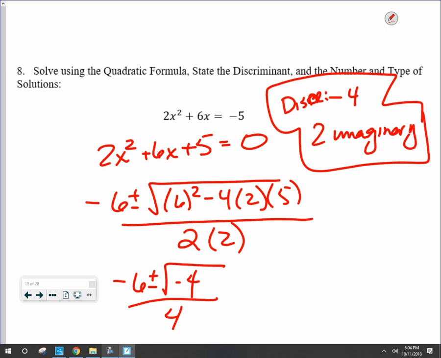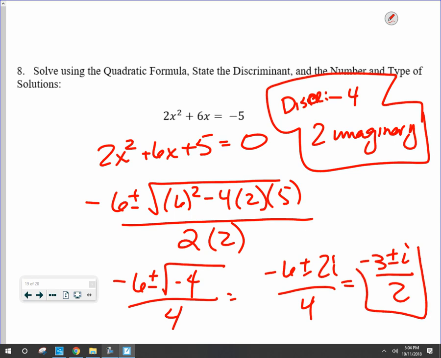If it ends up being a discriminant of 0, which we don't have an example of, you would say 1 real solution. Keep going here. Negative 6 plus or minus 2i over 4. And then all of them are divisible by 2. So negative 3 plus or minus i, all over 2, is the correct solutions.